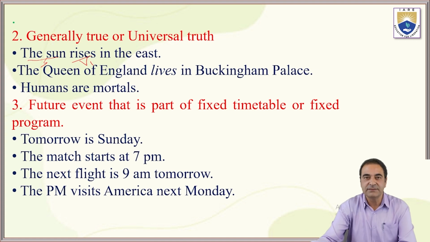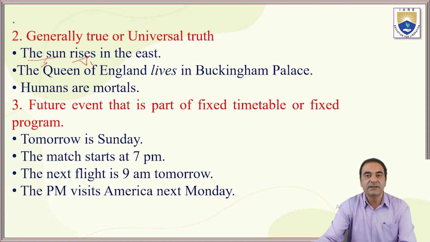Like in the first sentence, tomorrow is Sunday. Now, if you see the word tomorrow, it shows future. Here I'm talking about something which is future, that is tomorrow. But still I use simple present tense. Why? Because tomorrow, the Sunday, it is fixed. It's a part of a fixed timetable. We can't remove it. We can't postpone it. We can't deny it. We can't defy it. Tomorrow is Sunday. It's a part of a fixed timetable.